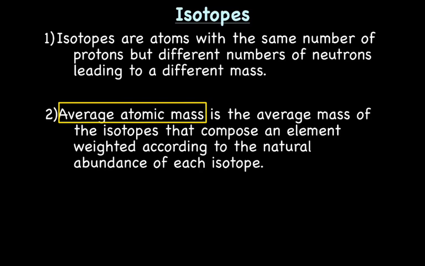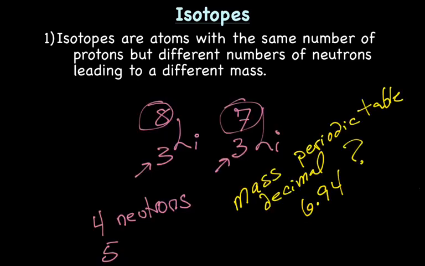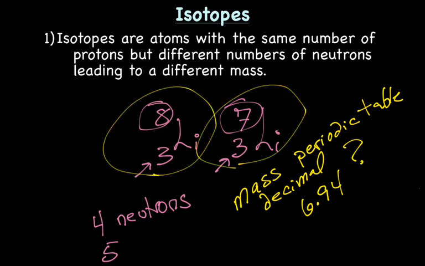The average atomic mass is the mass of the isotopes that compose an element weighted according to the natural abundance of each isotope. So the average atomic mass is not the actual mass of any one atom. It's the mass of, for my examples here, all of the lithium isotopes. And actually, we'd probably more likely have something like this, right? So it's the mass of all of those guys put together with their relative abundance.